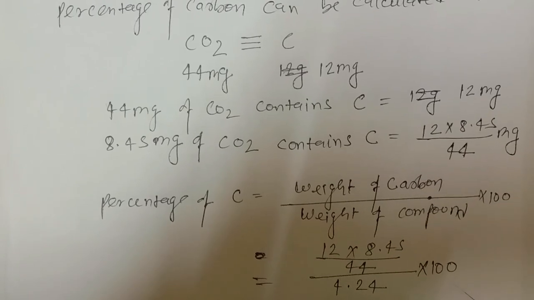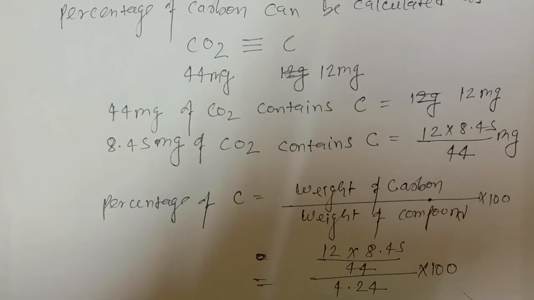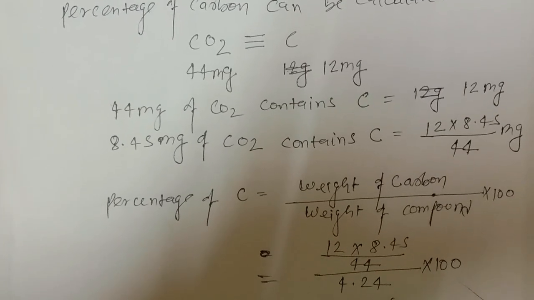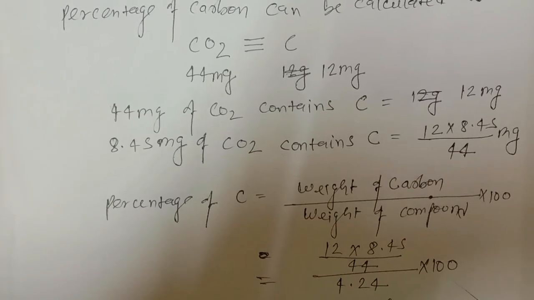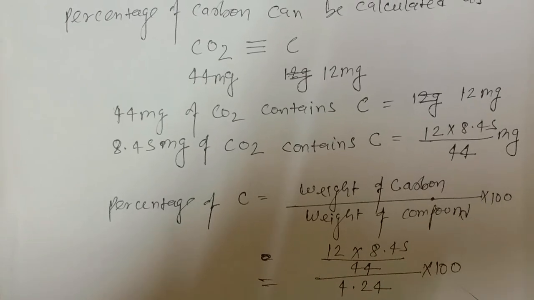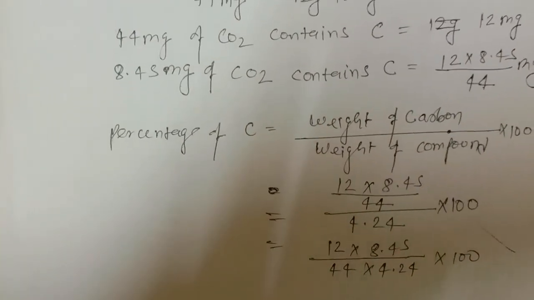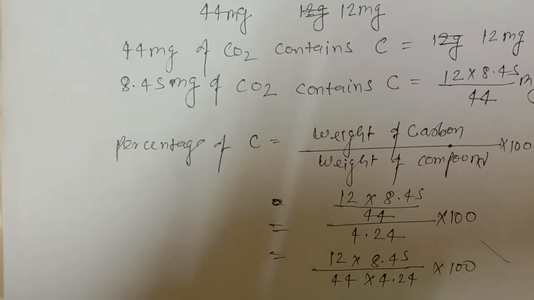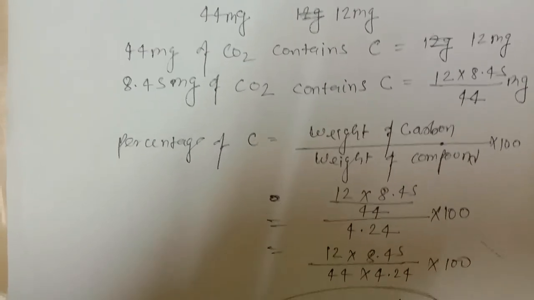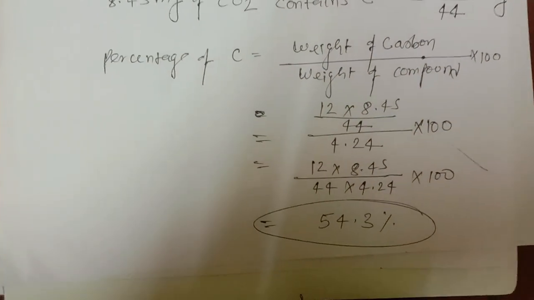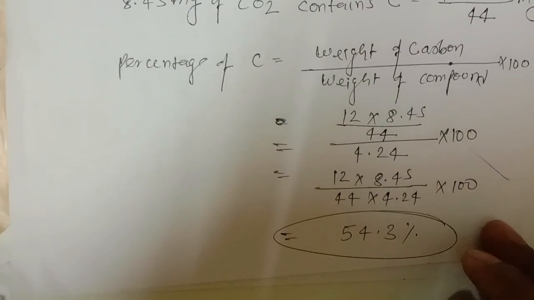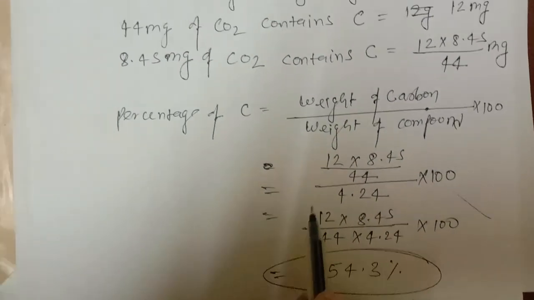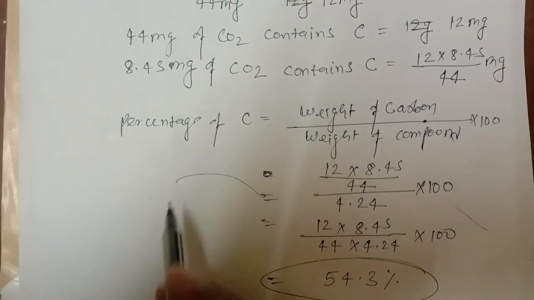After solving, 12 into 8.45 divided by 44, upon 4.24, into 100, you will get 54.3%. This is the percentage of carbon, 54.3%. You can see how I solve this portion. You can check it out.